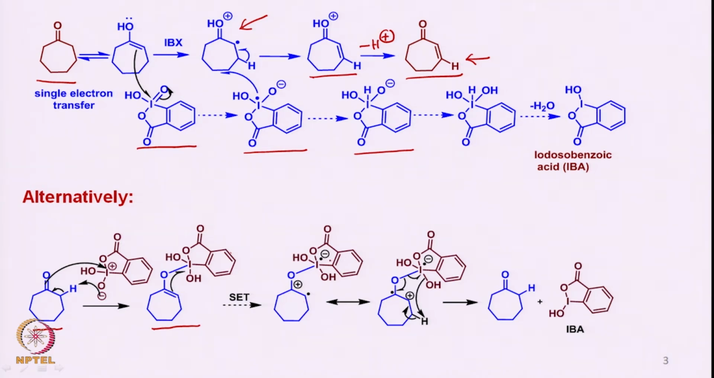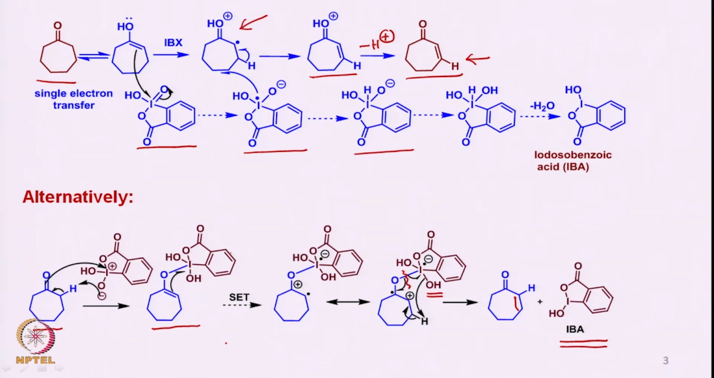and radical anion essentially joined to each other, and then you have the loss of proton from here by the OH minus and breaking of this particular oxygen iodine bond in a homolytic fashion to form, there should be a double bond here, and then of course the loss of iodosobenzoic acid. So this was an alternative way of explaining the same conversion of ketone to enone.